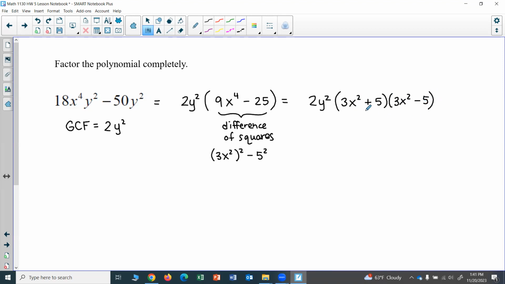And I could stop there. Here I have the sum of a squared term and a constant. And here I have 3x squared minus 5. But because 3 is not a perfect square, I would not consider this the difference of two squares. So I would go ahead and stop there for my final factored form.